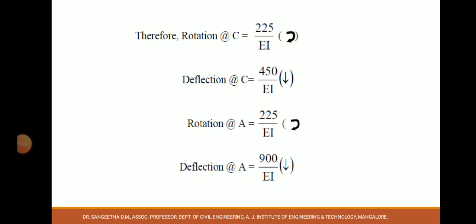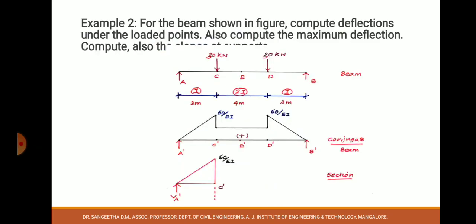So this is the problem related to a cantilever beam subjected to a point load. Now moving ahead, for the beam shown in the figure, compute deflection under the loaded points. Also compute the maximum deflection. Maximum deflection has to be computed. Compute also the rotation at supports, slopes at supports. So the support slopes you have to find out.